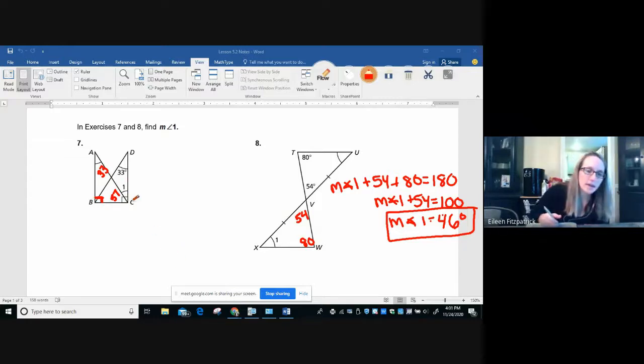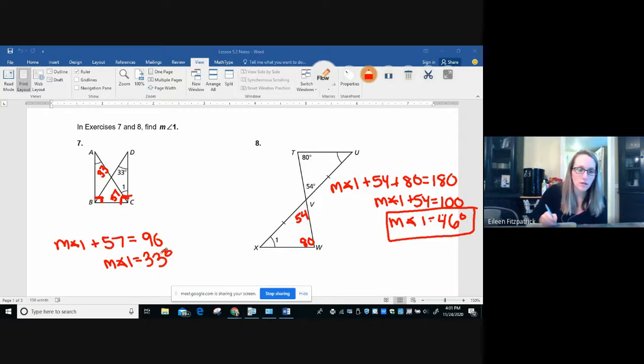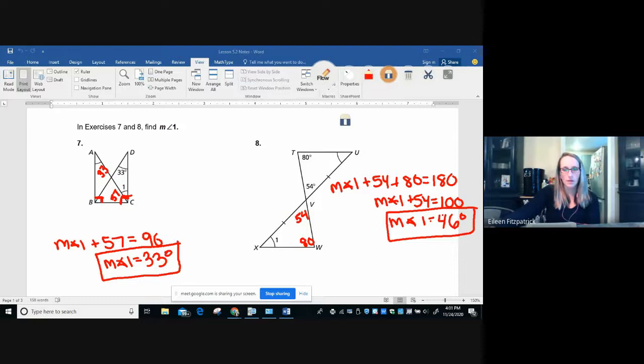Now, if I look at this 90-degree angle, the measurement of angle 1 plus that 57-degree angle have to add up to give you that 90 degrees. So now I can just subtract 57 from both sides, and you're left with the measurement of angle 1 equals 33 degrees. Okay, sometimes overlapping triangles are hard, and it might be helpful to redraw the diagram, separating the triangles. That sometimes can be helpful, but hopefully you guys followed along with that one.